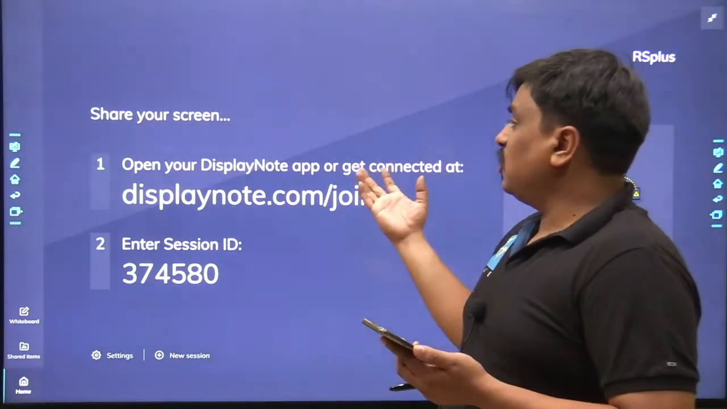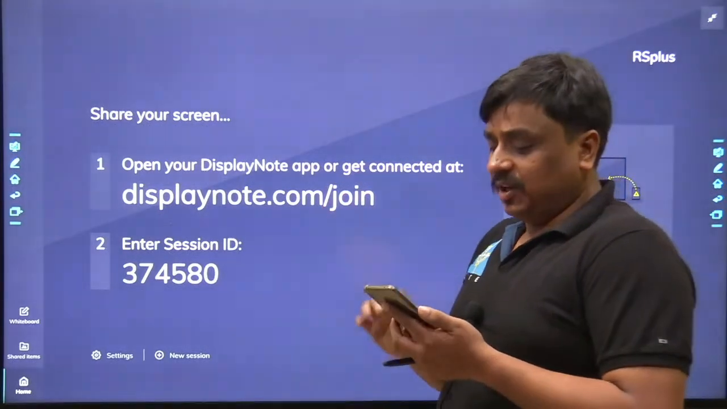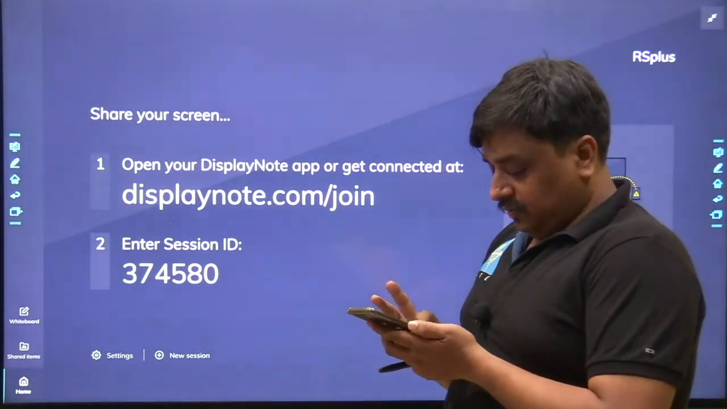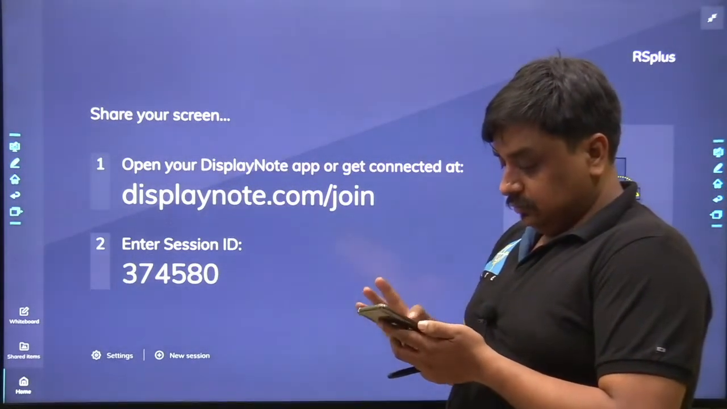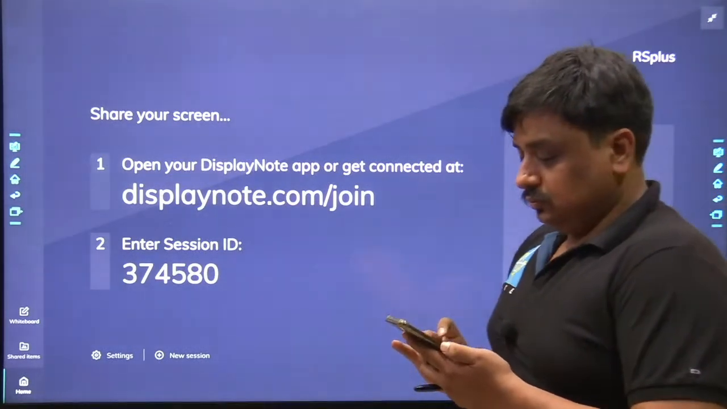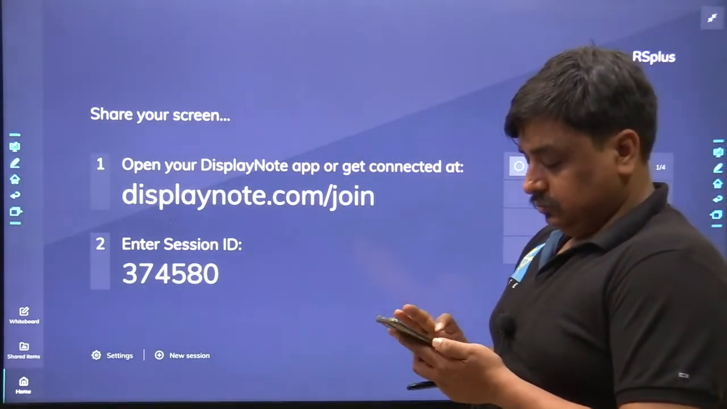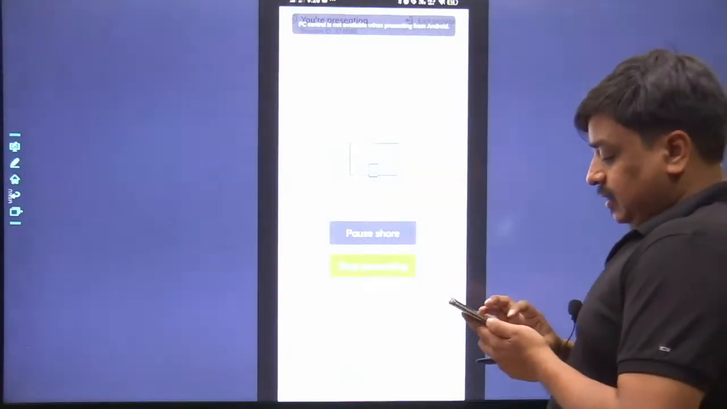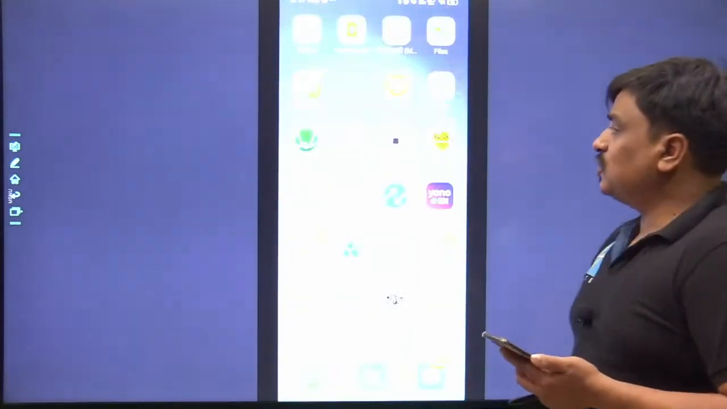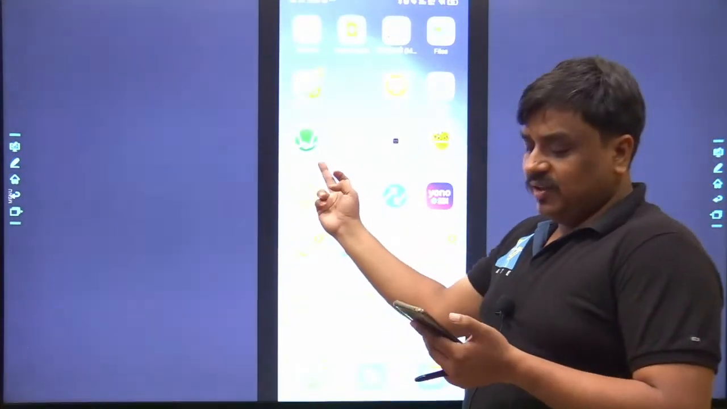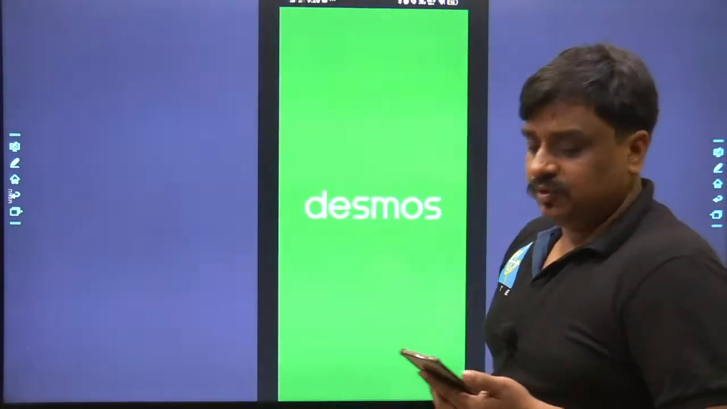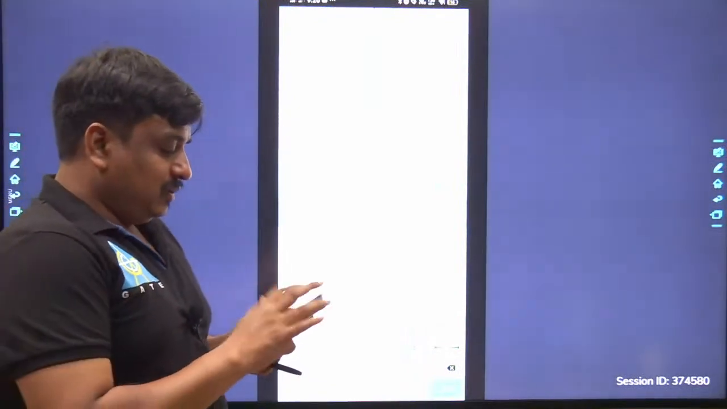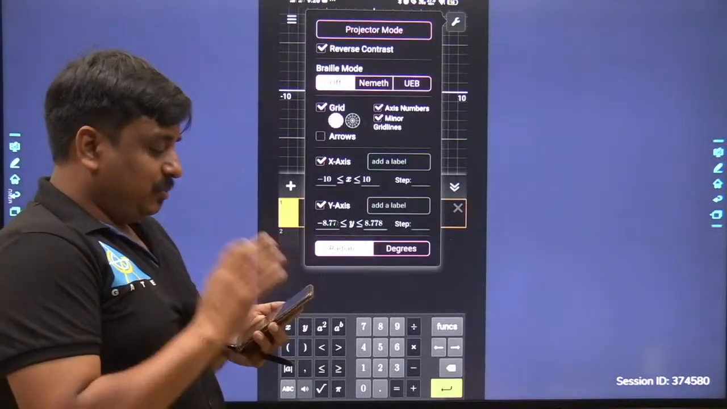Whether we are getting the same curve as the one we have drawn, or it is something different. So the session ID was 374580. Yes. So let me go back to the 2D plotter. Many of the students used to have doubts, sir, which 2D plotter we are using. Obviously, we are using Desmos. We have come to Desmos, and let me reverse the background to black.